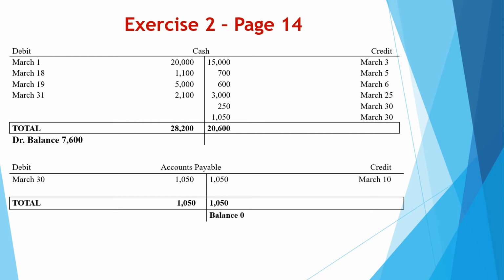I'd like to note that for both types, the 3 column and the T account, the ending balance should be the same. For cash, when we use the 3 column, the ending balance, I mean the balance in the last date, was 7,600. And when we use the T account, we find that the debit balance is 7,600. So it is the same. For accounts payable as well, using the 3 column or using the T account, the balance is 0.